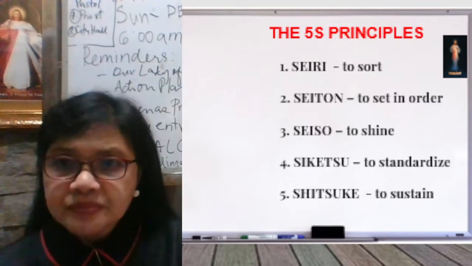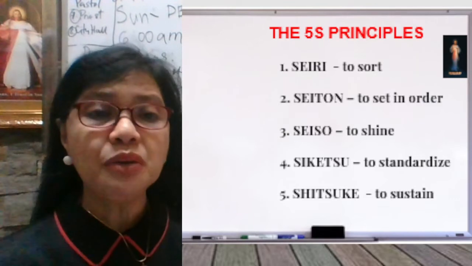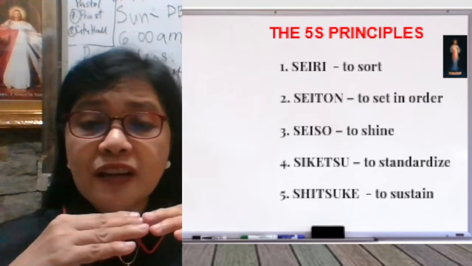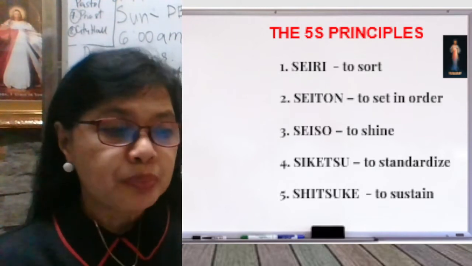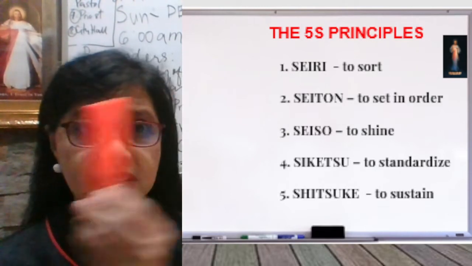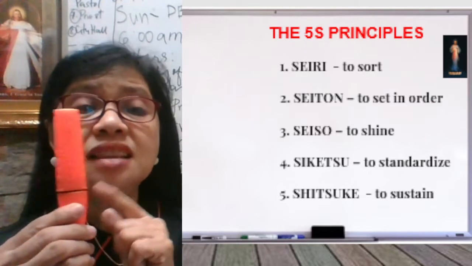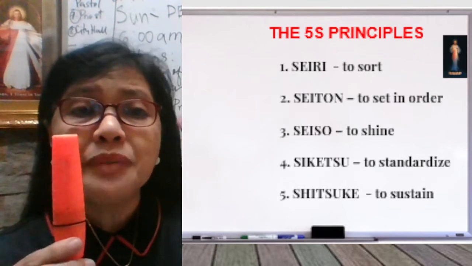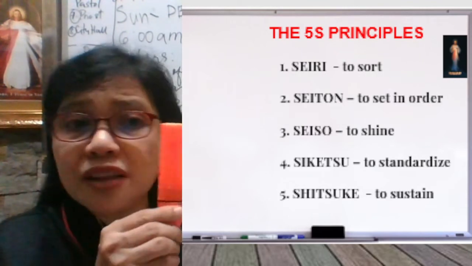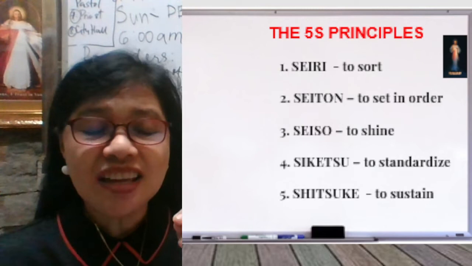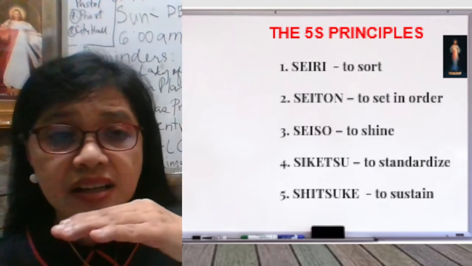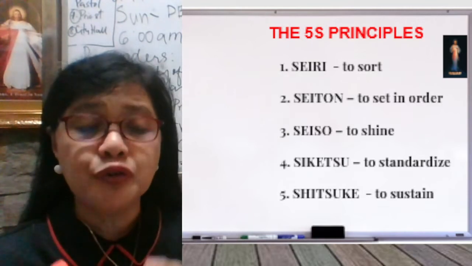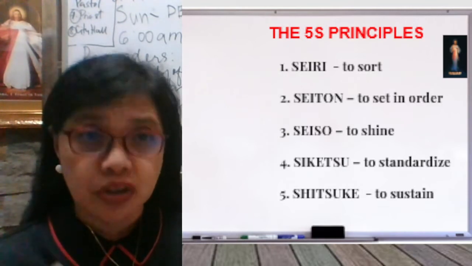Then Seiketsu, to standardize. What do you mean by standardize? There is a standard for everything. For example, you are producing this type of pen. There is a standard way of producing the thing. If you fall below the standard, then that will be qualified as a reject. Okay? So you follow a certain standard so that all your products and services will be good enough, will be qualified in the quality control.